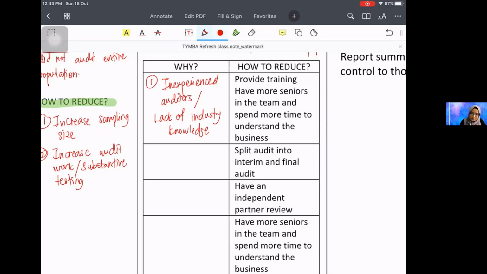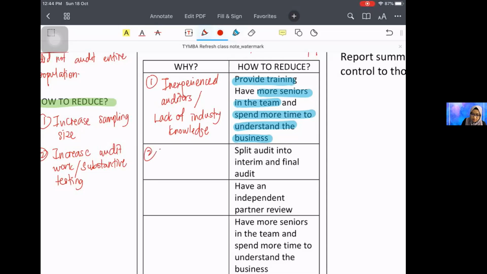So how to reduce this? Very easy. Provide training. We ask the firm to provide training for these new auditors, for these inexperienced auditors. And then we can also have more seniors in the team. If you put more seniors who are more experienced auditing the company, then you must be able to detect material misstatement. Or else you can spend more time to understand the business. Often we have a planning stage whereby you allocate around 1 to 2 weeks to understand the business of the company in order to reduce your detection risk, in order to reduce non-sampling risk. So these are the safeguards. These are the responses that you can write in your audit response section.